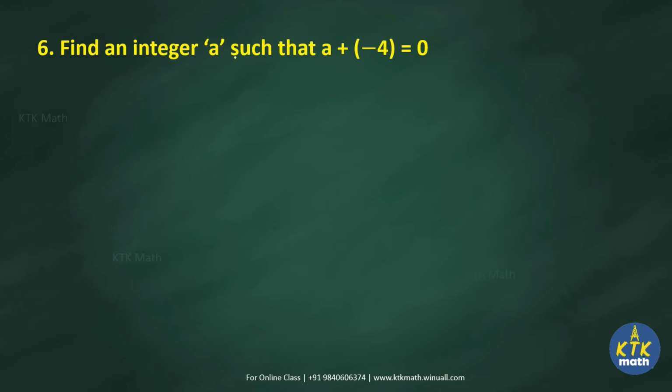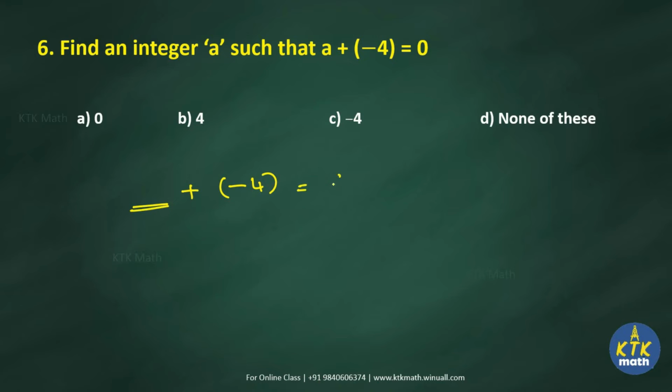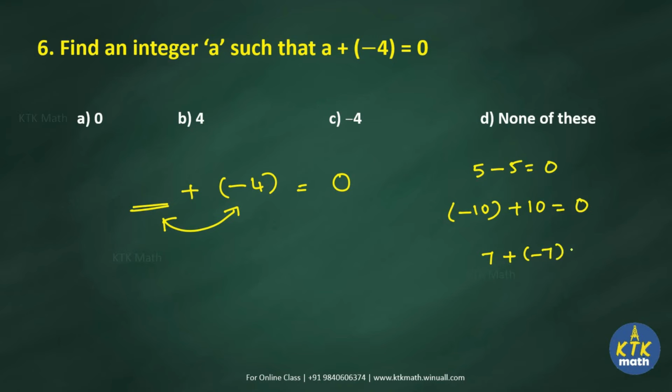Find an integer a such that a plus minus 4 is equal to 0. It's a very simple question. Negative 4 plus what number will give you 0? Whenever you are adding numbers and getting 0, it means these two numbers have opposite symbols. For example, 5 minus 5 is 0, or minus 10 plus 10 is 0, or 7 plus minus 7 is 0.